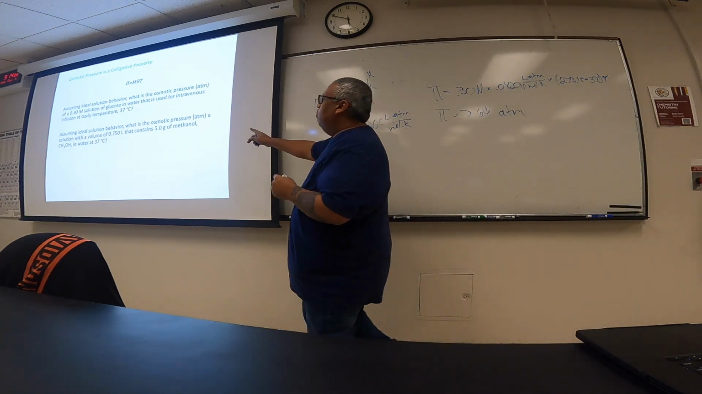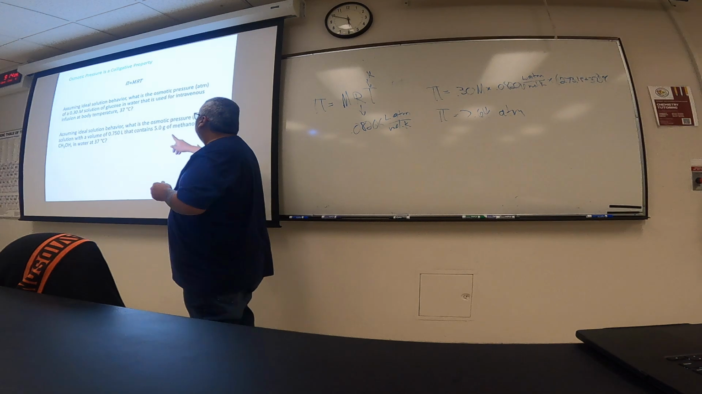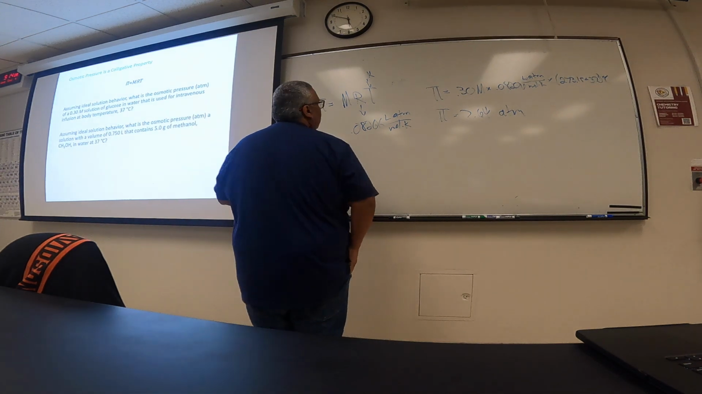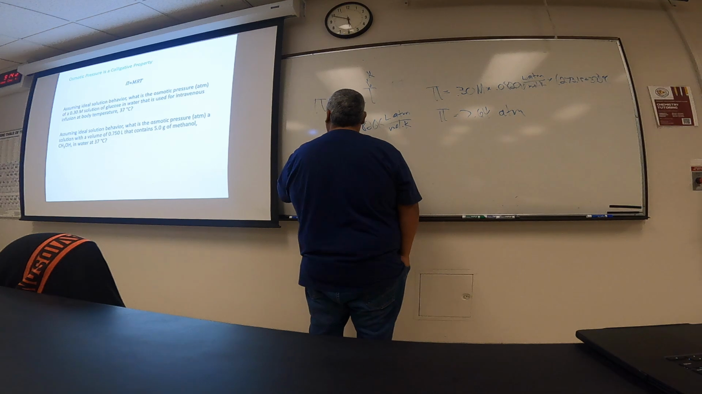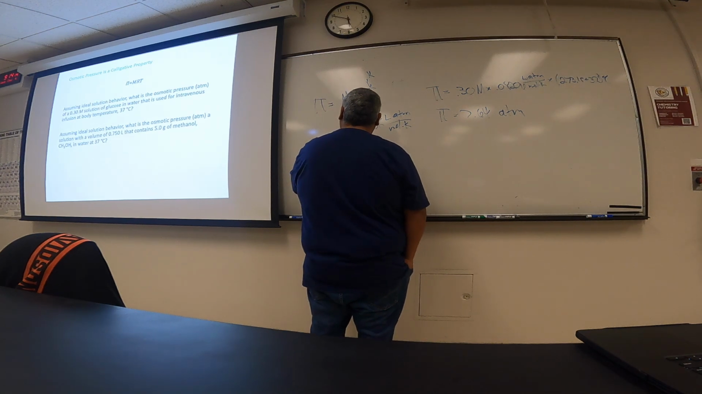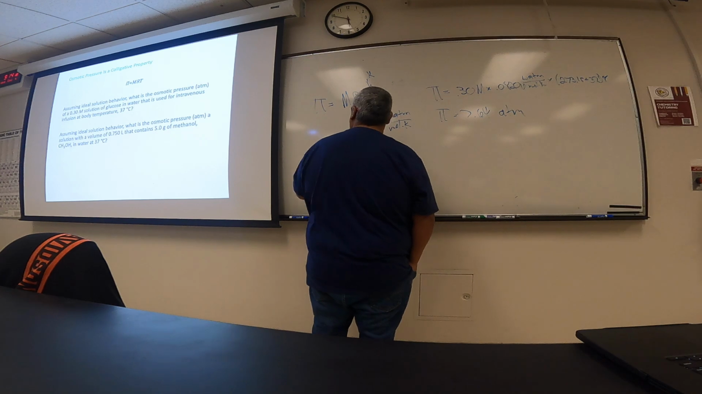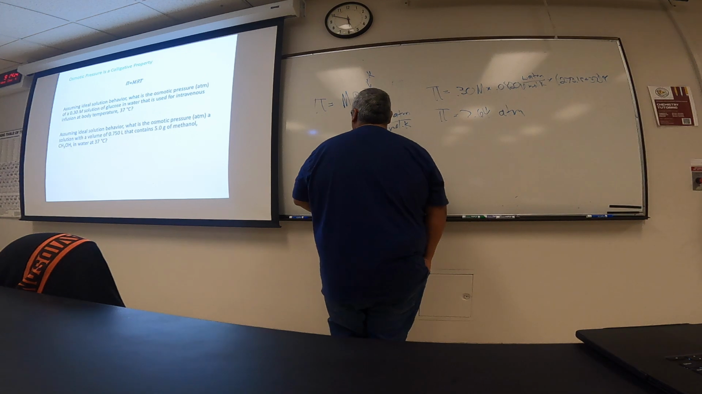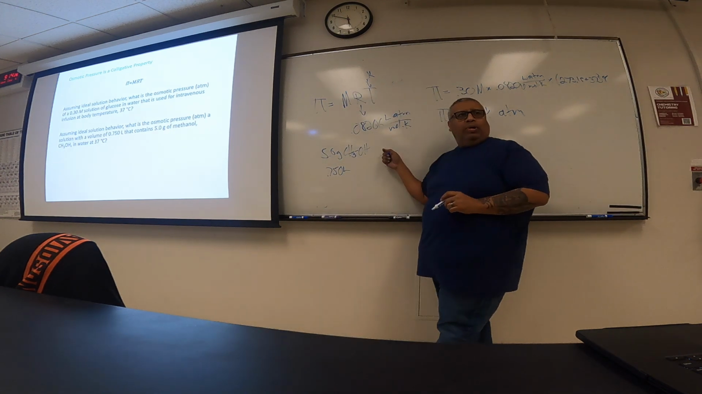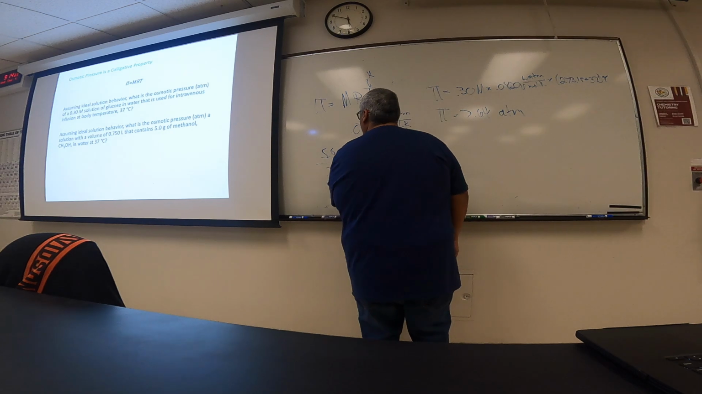The next one does require a bit more because we're not given the molarity. What we're given is 5.0 grams of methanol, CH3OH, in a 0.75 liter solution. So what we have to do here is convert these grams into moles.